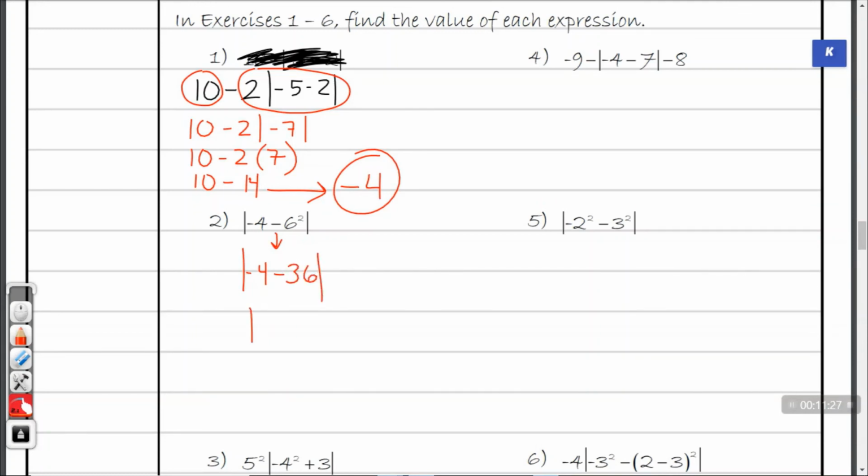Negative 4 minus 36 is the absolute value of negative 40. And the absolute value of negative 40 is 40. All right, that would be my final result there.